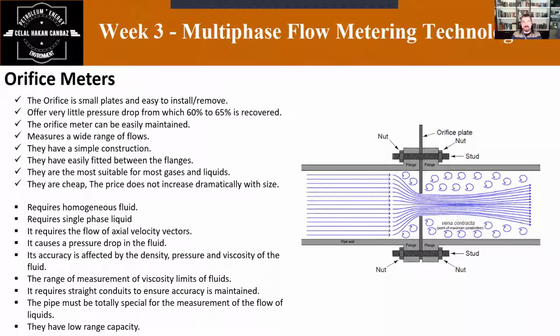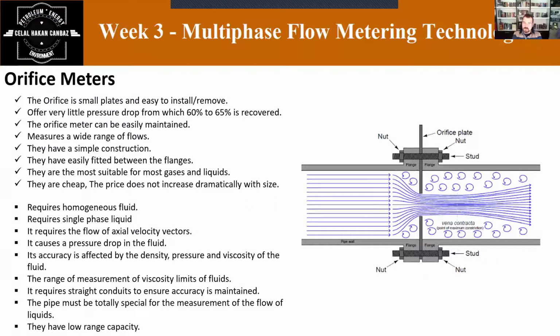So the advantages of this: the orifice is small and easy to install and remove. It offers a very little pressure drop, of which 60 to 65% is recovered. Okay, this is a good advantage. Because when it requires large pressure drops, your fluid cannot assess this one, your wellbore fluid, so you cannot have a good measurement in this case. The orifice meter can be easily maintained. This is a good one. It can measure a wide range of flows as well, but mainly we use it for gas.